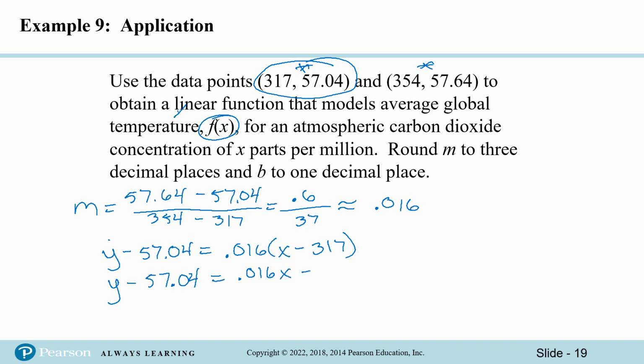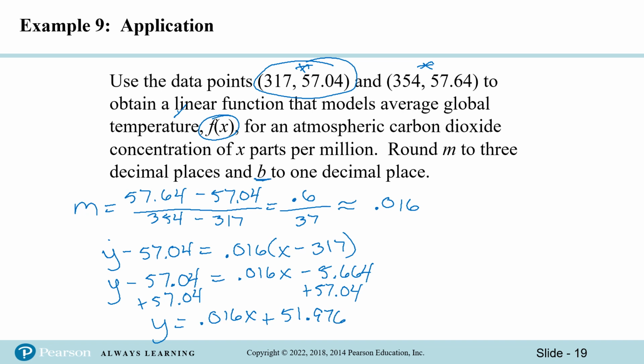minus 5.664. Okay, and then add the 57.04. And where does that give us? Y equals 0.16x plus 51.976.